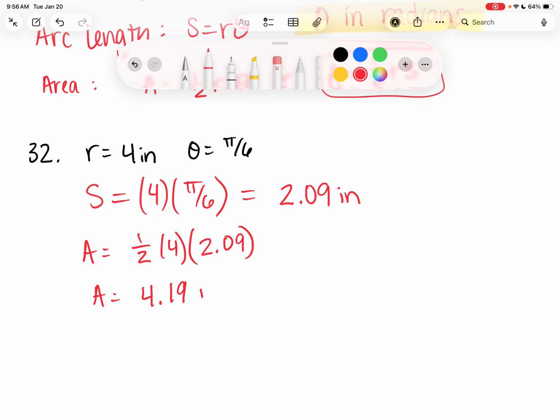4.19, and then this one is inches. Area has what kind of units? See if you remember. Squared. Squared. Area is squared. So arc length is 2.09 inches. Area is 4.19 inches squared.